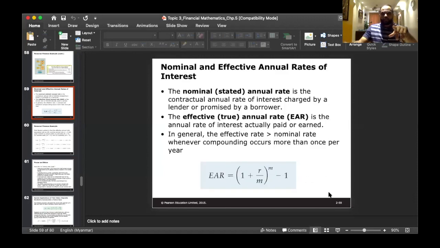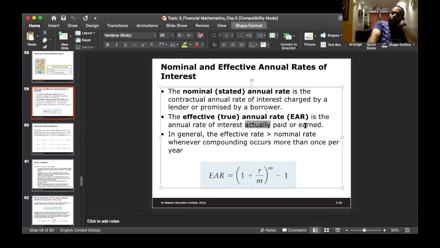So this is nominal annual rates, or nominal interest rates. And the second one is effective annual rate or effective interest rate. Right? So effective annual rate is the annual rate of interest actually paid or earned by a borrower or lender. So in general, EAR is higher than nominal whenever compounding occurs more than once a year. So remember that. EAR is an actual interest rate, but it's compounded. All right. Compound means interest over interest. This is called compound.